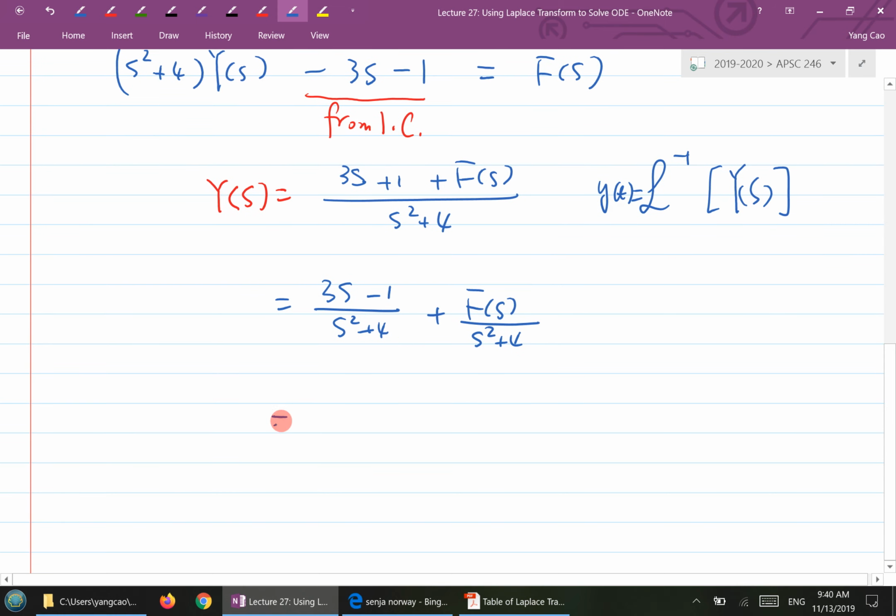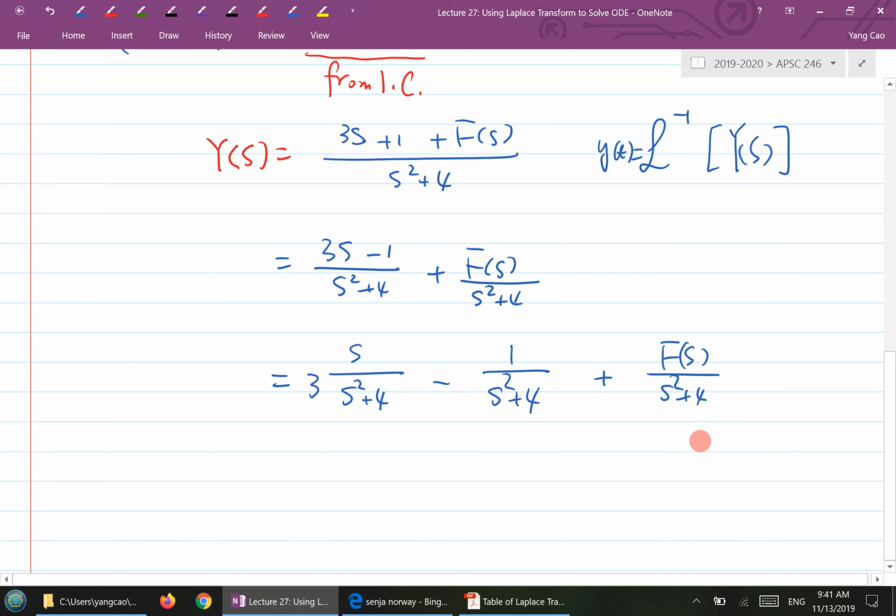And then the first part, I don't think is simple enough, so I'm going to express that a little bit simpler. So make the first one 3s over s squared plus 4, and the second one is 1 over s squared plus 4, and then F of s over s squared plus 4.